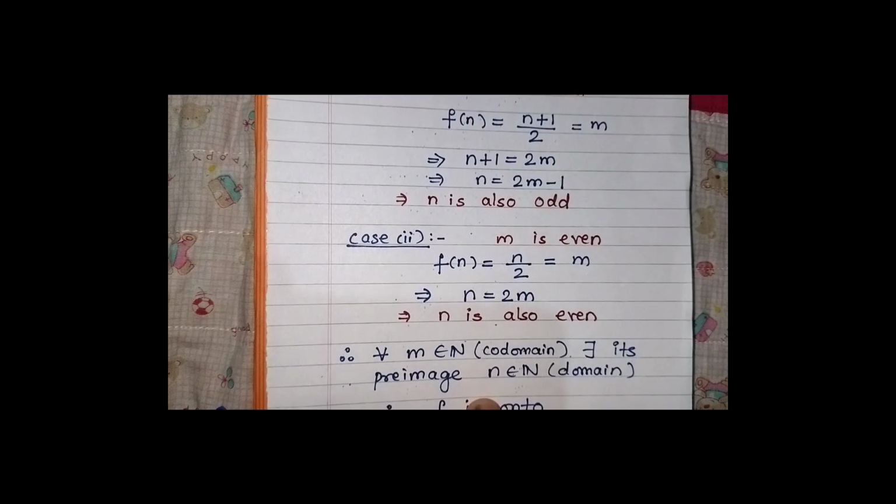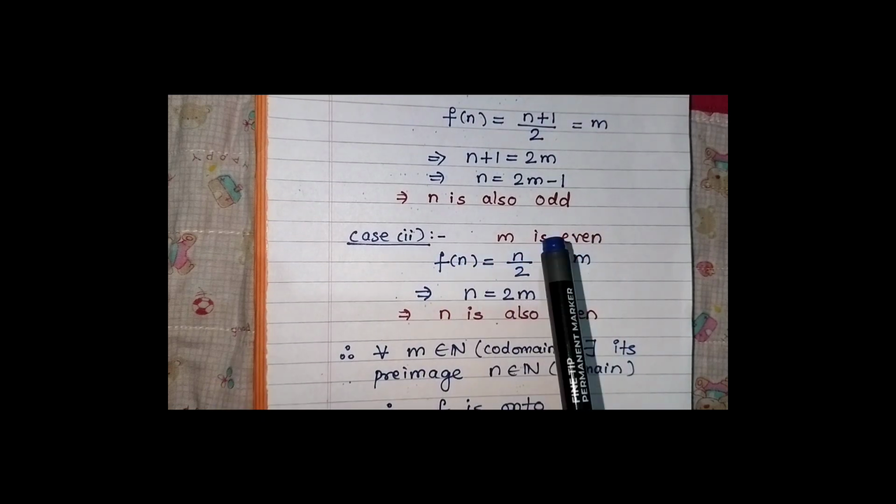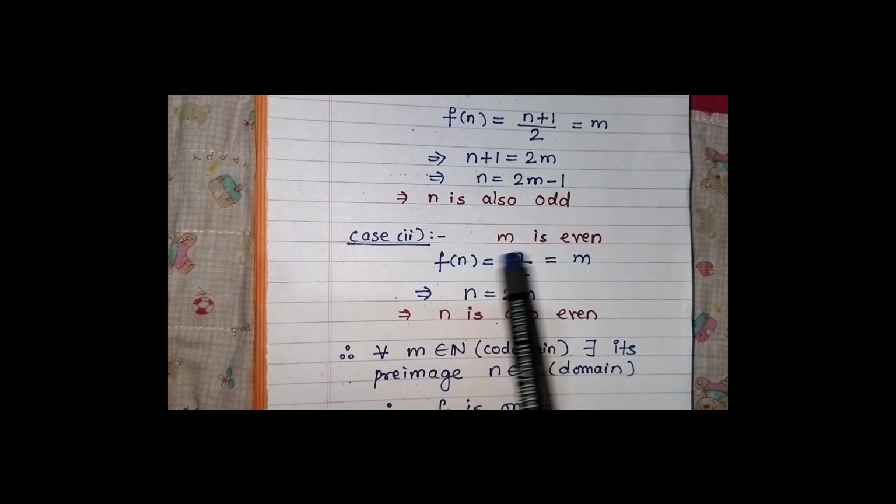Like this, when m is even, the definition is f of n becomes n upon 2. So in that case, again, f of n is equal to m.